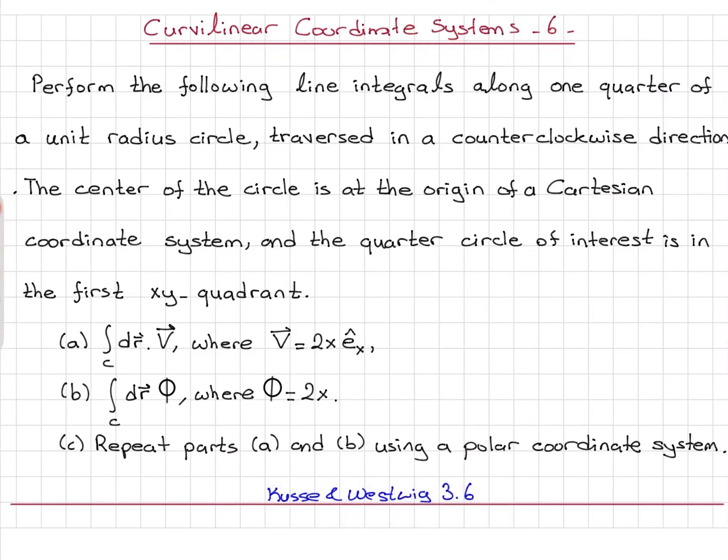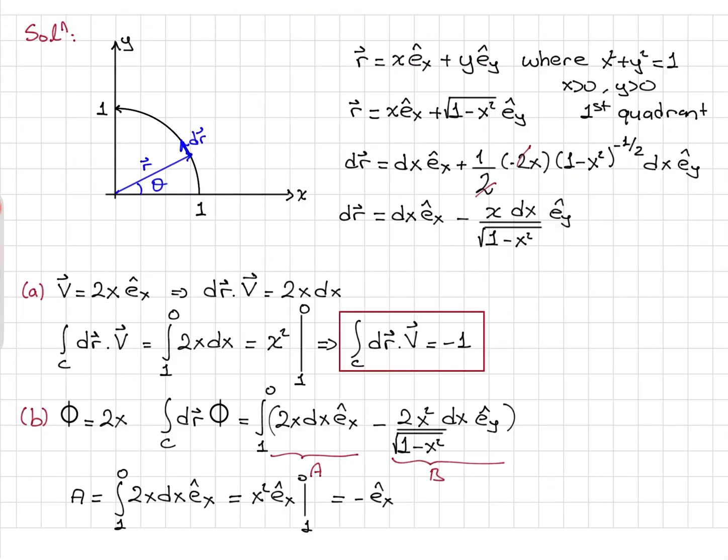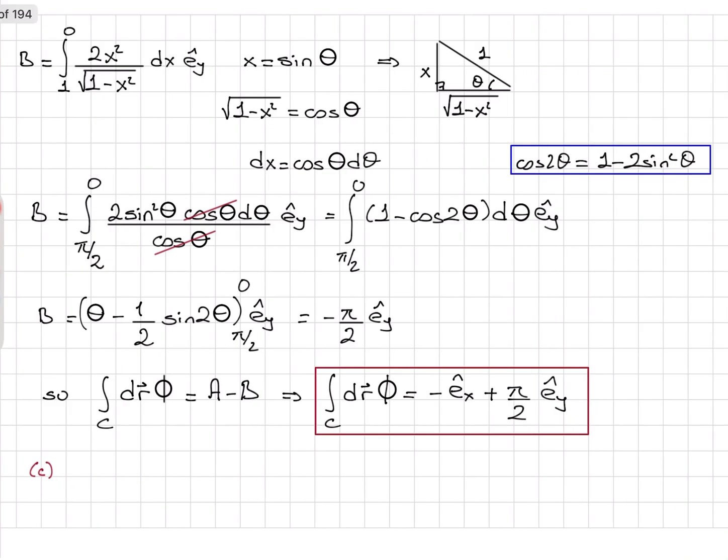Curvilinear coordinate system, problem 6. Perform the following line integrals along 1/4 of a unit radius circle traversed in a counterclockwise direction. The center of the circle is at the origin of a Cartesian coordinate system and the quarter circle of interest is in the first xy quadrant. The first integral is dr dot v, the second one is dr times the scalar function phi, and we have already done parts A and B, so we will do part C, which is to repeat parts A and B using a polar coordinate system. Okay, and this is the path we're going to consider.